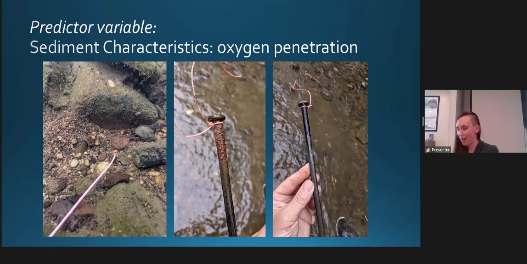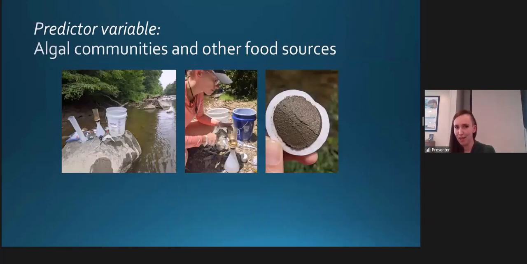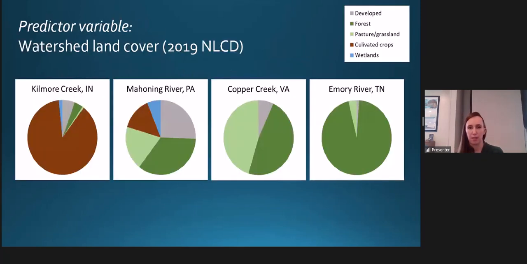And so, yeah, we're also collecting measures of algal communities and other food resources, specifically by filtering seston samples and sediment samples. And we'll pair this with isotopic analysis to identify food quality and abundance for mussels in the river.